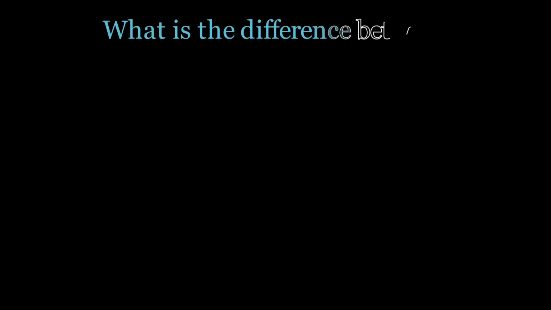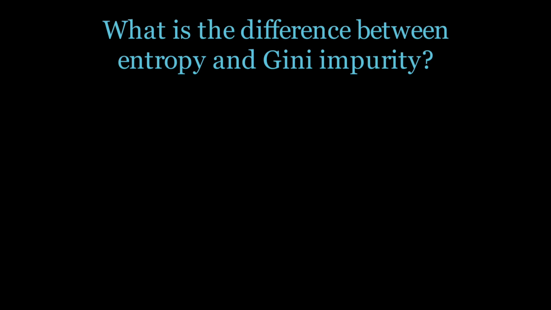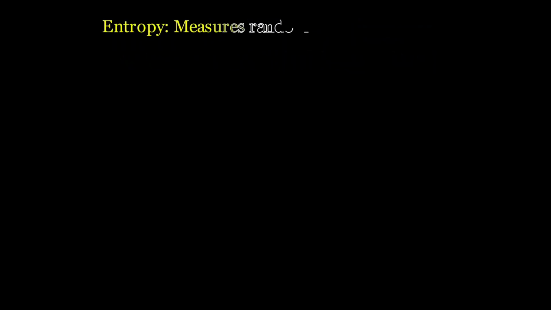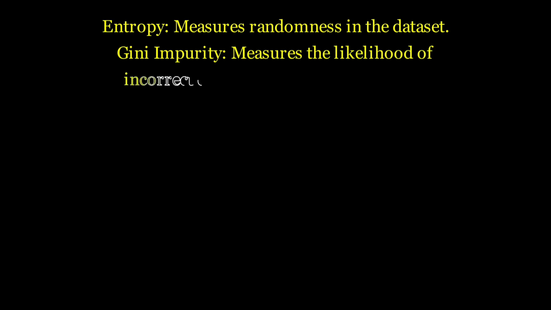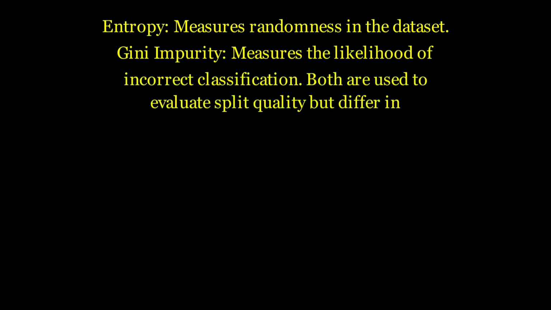What is the difference between entropy and Gini impurity? Entropy measures randomness in the dataset. Gini impurity measures the likelihood of incorrect classification. Both are used to evaluate split quality but differ in calculation and interpretation.